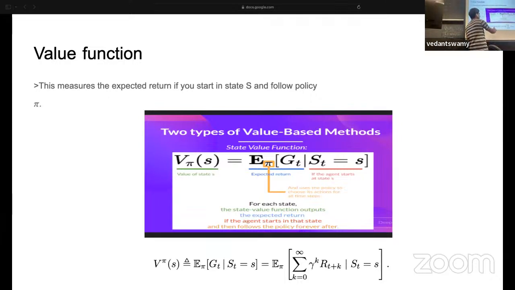Right. So this is a value function. And this basically helps you understand how desirable a particular state is. Because the higher the expected return for a particular state, the more desirable that state is, because the agent would prefer to be in that state with a higher expected return in comparison to a state which has a much lower expected return.